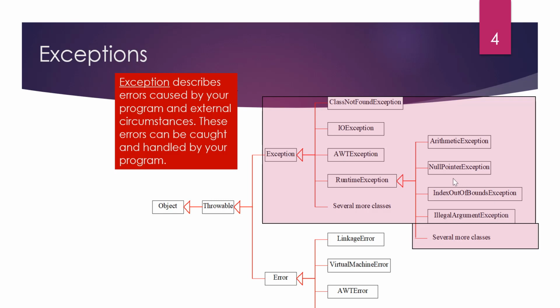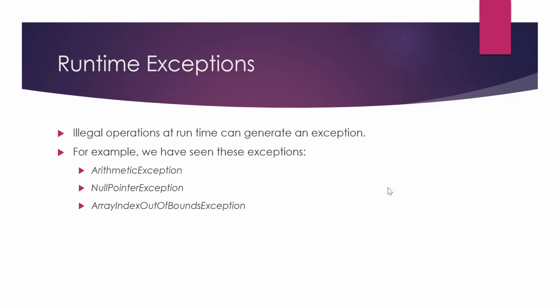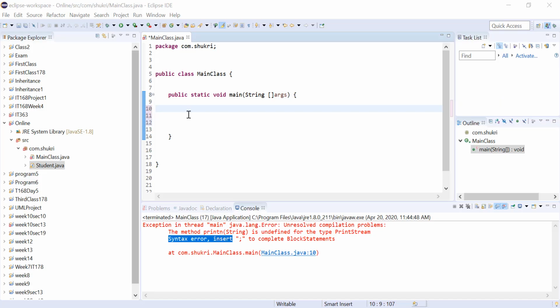So let's start looking at the first type of these exceptions, which are runtime exceptions. Runtime exceptions happen because an illegal operation happened at runtime, and that was what generated the exception. For example, we have three types we'll look at now: the arithmetic exception, null pointer exception, and array index out of bounds exception. So let's see some of these exceptions in action.